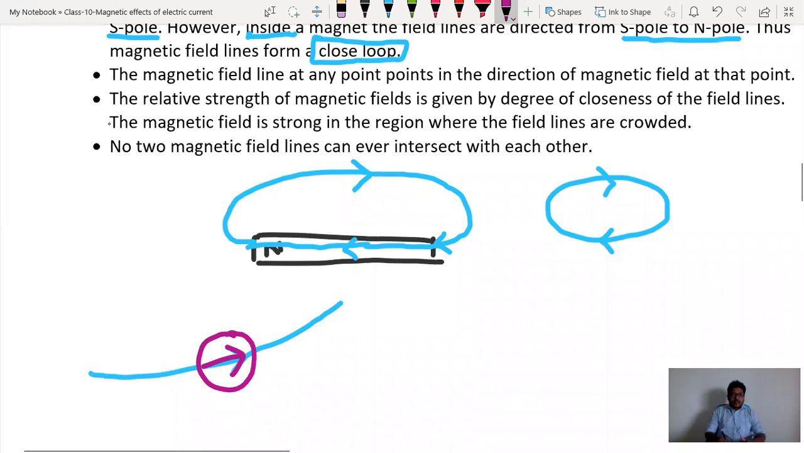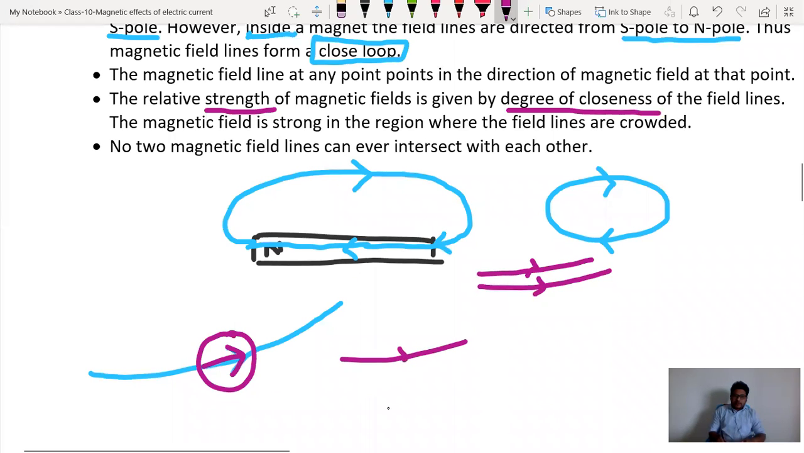Next, the relative strength of magnetic fields is given by degree of closeness. What is meant by degree of closeness and strength? You see, there are two magnetic lines which are like this, and here we have two magnetic field lines which are like this.